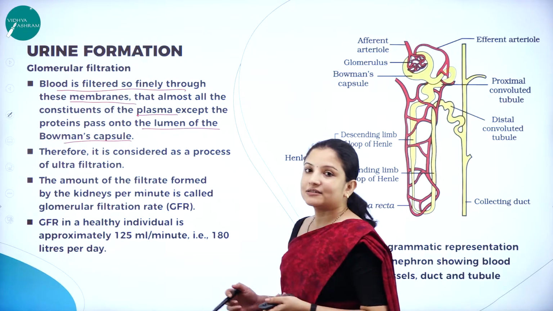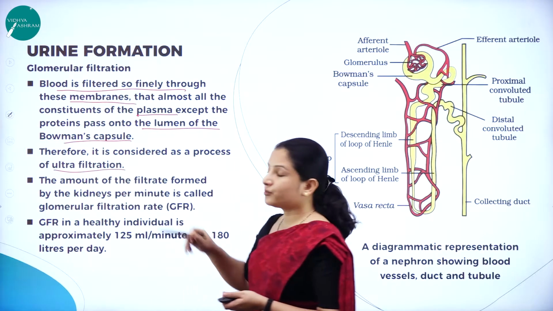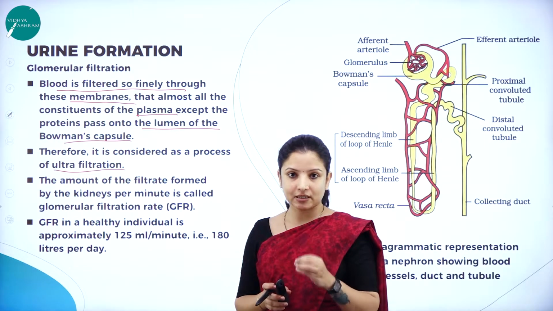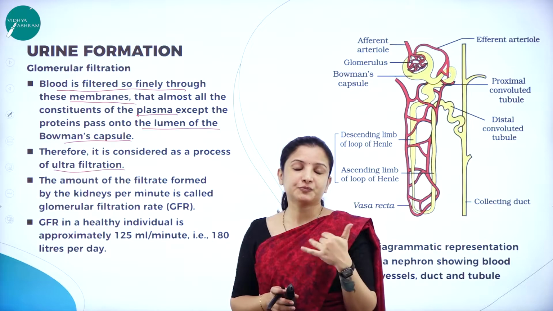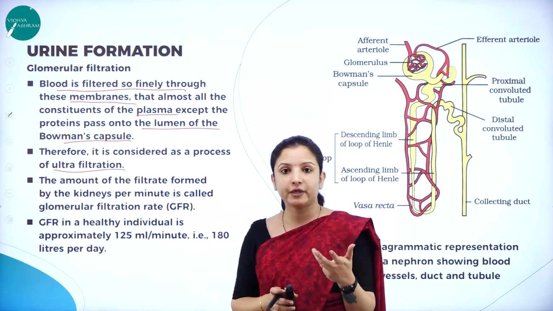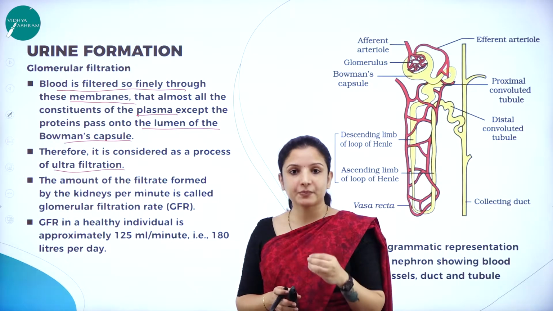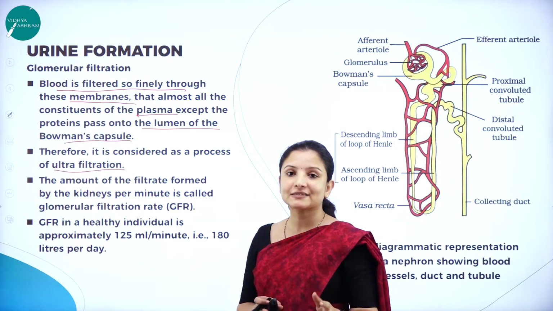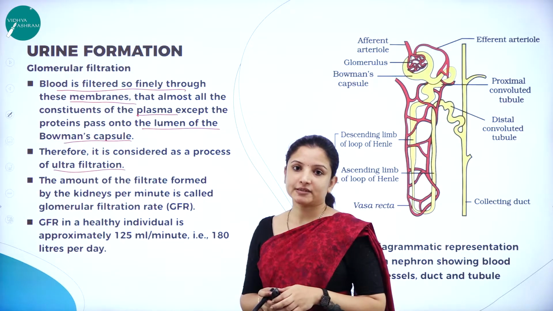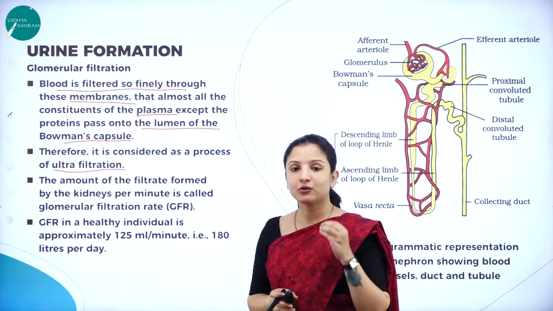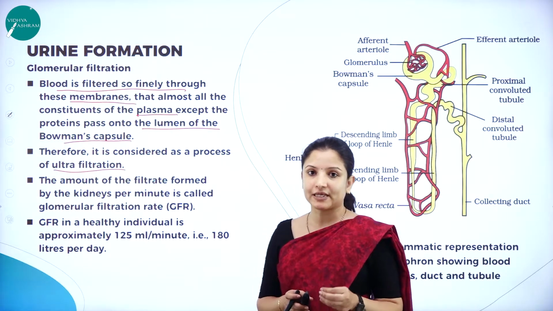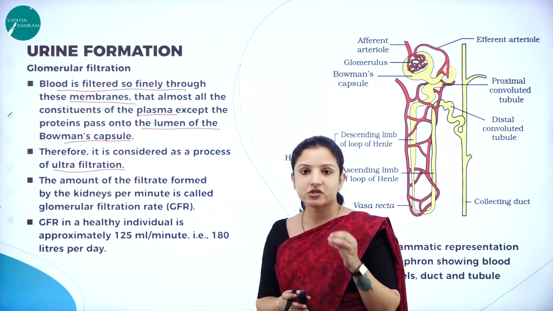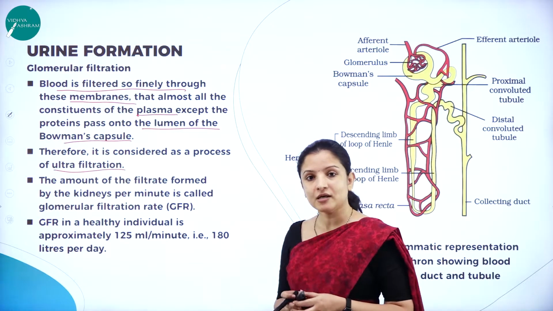Therefore, it is considered an ultrafiltration process. Why is it ultrafiltration? Because whatever components are present in the blood, including all the constituents of the plasma except the proteins, get filtered very finely and very precisely. Proteins are needed by the body and should not be lost. That is why the glomerular filtration process is called ultrafiltration.